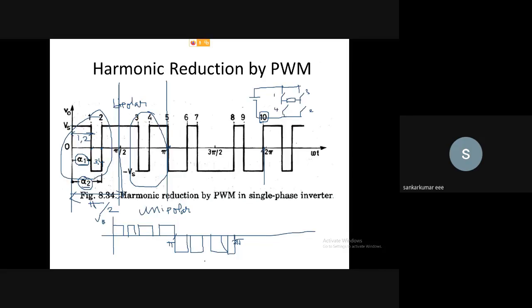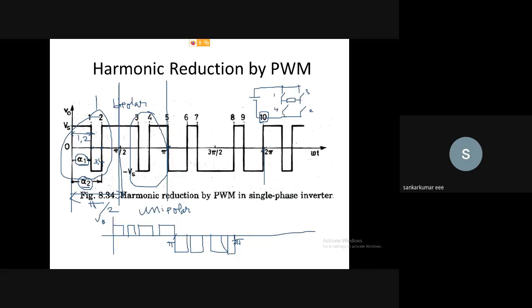According to Fourier analysis, there will be two coefficients, AN and BN. For this type of symmetrical waveform, BN will be 0 and AN alone will exist. And for this, we have to calculate the coefficient expression, that is 4 by pi.